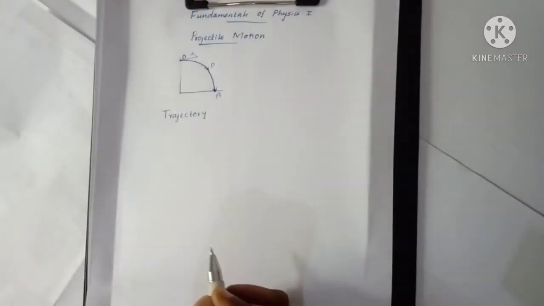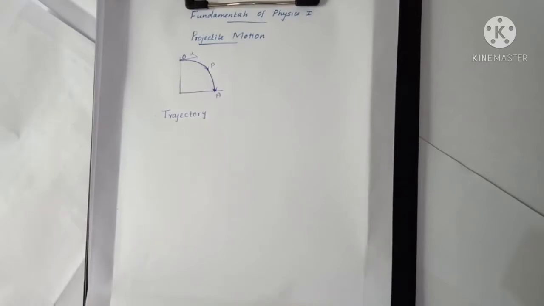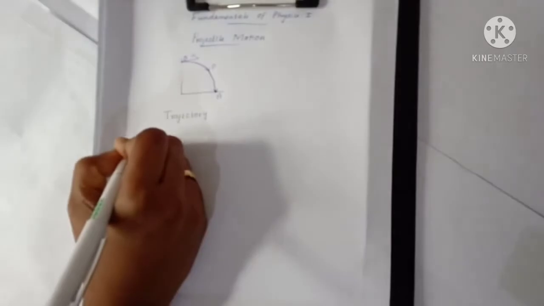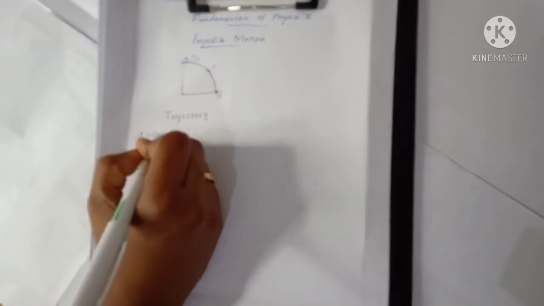For example, a ball thrown in any direction, a javelin or shot put thrown by an athlete, an object dropped from the window of a moving train. These are examples of projectile motion. The projectile moves under the combined effect of two velocities.